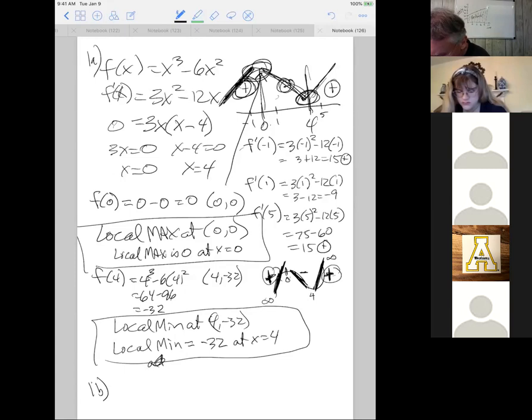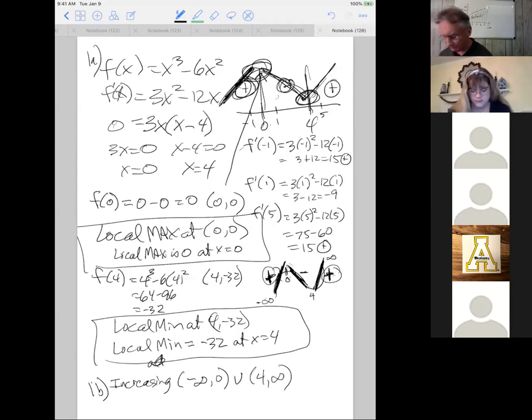So increasing intervals are negative infinity up to 0. Open on each side, infinities always get open, but at the critical point, it's neither increasing or decreasing because it's at the top. So it's 0 there. So that means it's got to be an open interval. You don't include the point. And union with the far right, which is 4 to infinity. Okay, you show that it was increasing there.